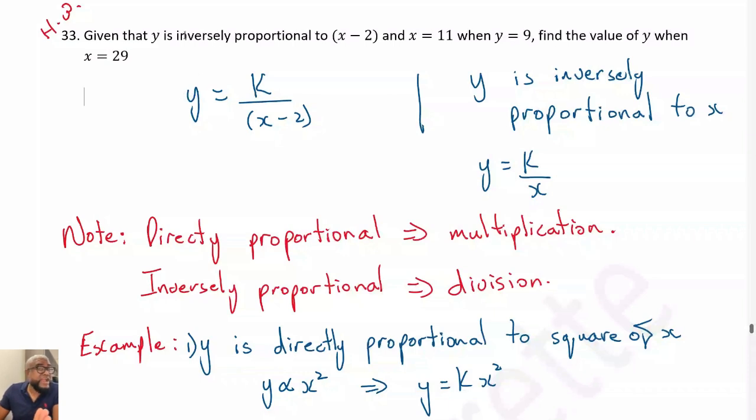If it was directly proportional, it would be y is equal to k multiplied by x minus 2. But it is inversely. So let's work with what CXC gave us. CXC said x is equal to 11, and then they followed by saying y is equal to 9. And they want you to find the value of y when x is 29. What is mission number 1? To find the value of what? K. Mission number 1 is to find the value of k.